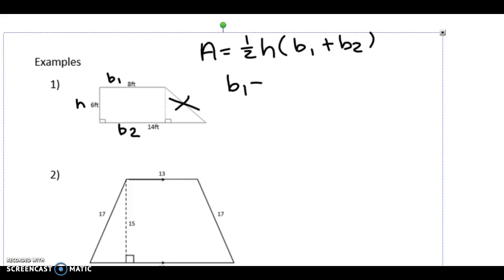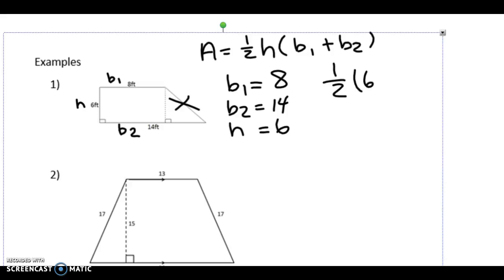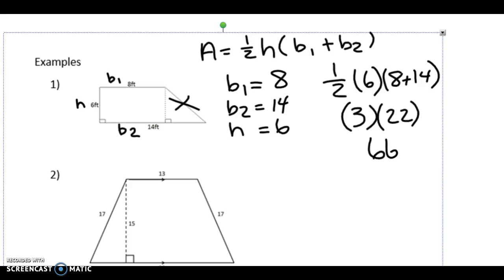Okay, so I'm going to identify again, B1 is equal to 8, B2 is equal to 14, and the height is equal to 6. If I plug that all in, 1/2 of the height times B1 plus B2, and then I'm going to solve through this. 1/2 times 6 is 3, and 8 plus 14 is 22. So when I multiply through, I get 66, and my units are feet squared.